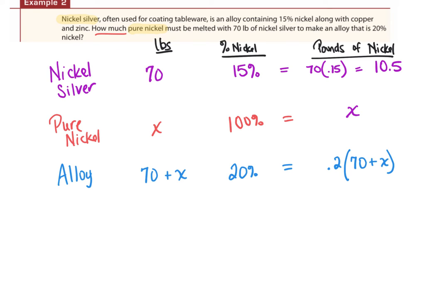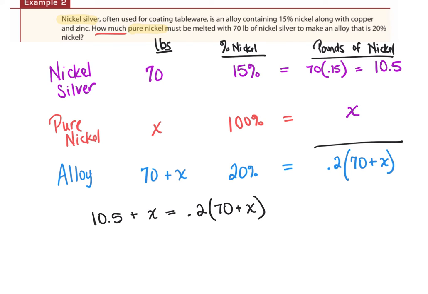So if I take the pounds of nickel from the nickel silver and I add it to the pounds of pure nickel, I should get the pounds of nickel in my mix, right? So these two should add up to this guy, all right? Those two should add up to that one. So I'm going to say 10.5 plus x should equal 0.2 times (70 plus x). And then I just need to solve.